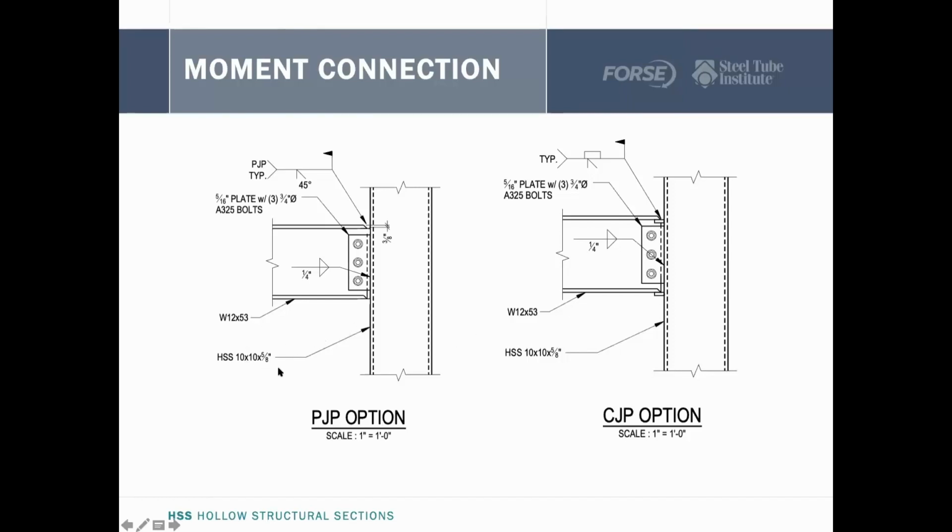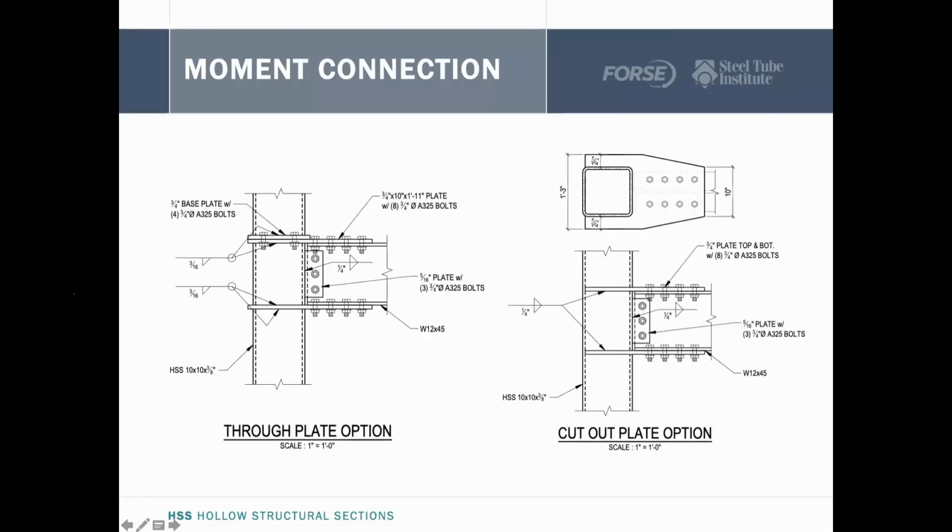Take note that when we're actually connecting to the face of the tube, as in these 2 connections, we need to use a 5/8 inch wall in order to get a similar capacity. So I've got a little bit thicker wall in this material than you'll see in this next slide. This next slide uses a couple of different scenarios for connection. These are through plates and cutout plate options.